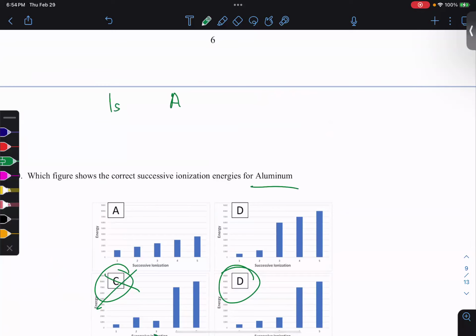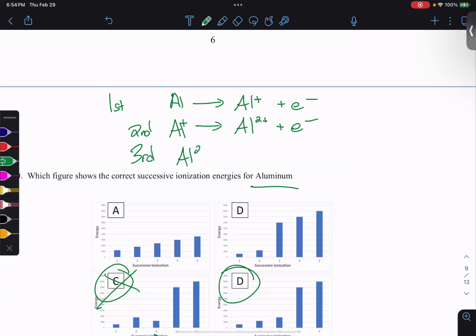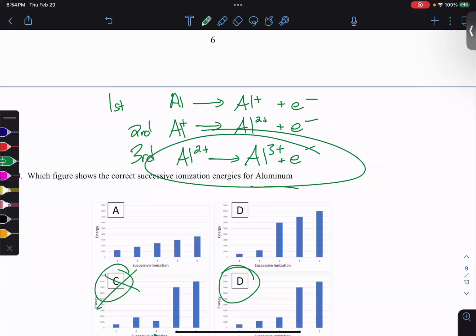The first ionization energy is aluminum going to aluminum plus, and an electron. The second ionization, what's my reactant? Aluminum plus. So the reactant is the product from the previous one. And so now the product I make is aluminum 2+ and an electron. So I ripped that second one off. So my third ionization energy is actually aluminum 2+. That's what I start with. There is my third electron I ripped off. So that is the third ionization energy.